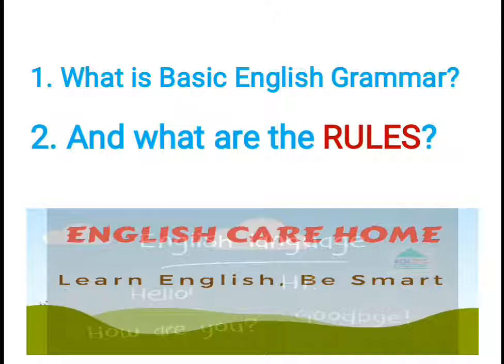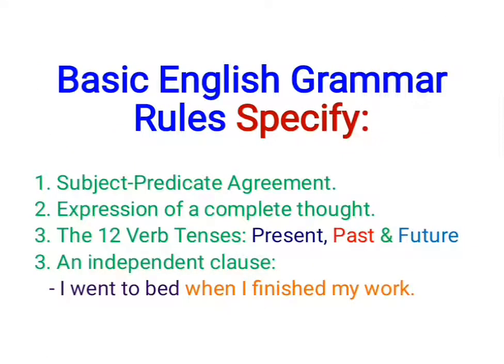Let's look at the way sentences are put together and the words that form them. Some of the most basic and important English grammar rules relate directly to sentence structure. Some of these rules specify that a singular subject needs a singular predicate. A sentence needs to express a complete thought.